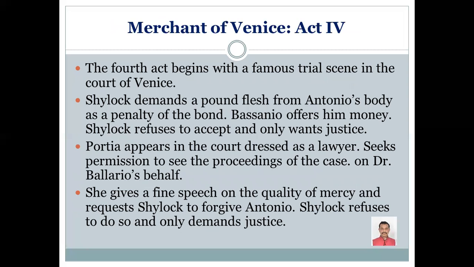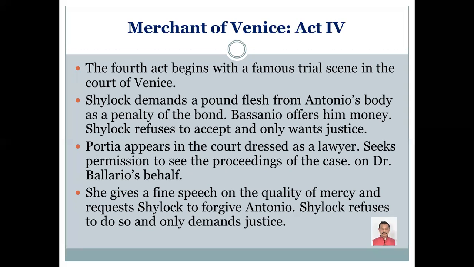So when the fourth act begins, it begins with the famous trial scene of Merchant of Venice. It's an immortal scene in the field of English literature. Before Portia appears in the court of Venice, we find that Antonio is facing the trial. Many eminent people and many common people from the state of Venice have gathered there out of curiosity, love and sympathy for Antonio, and they want to see what is going to happen next, whether Antonio will be saved from the clutches of Shylock.